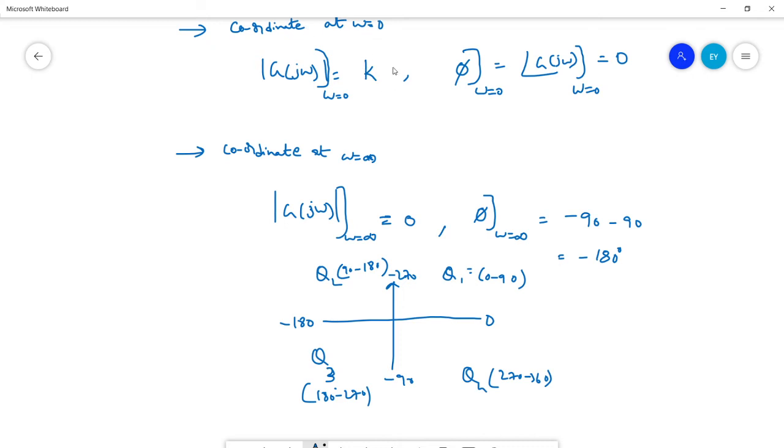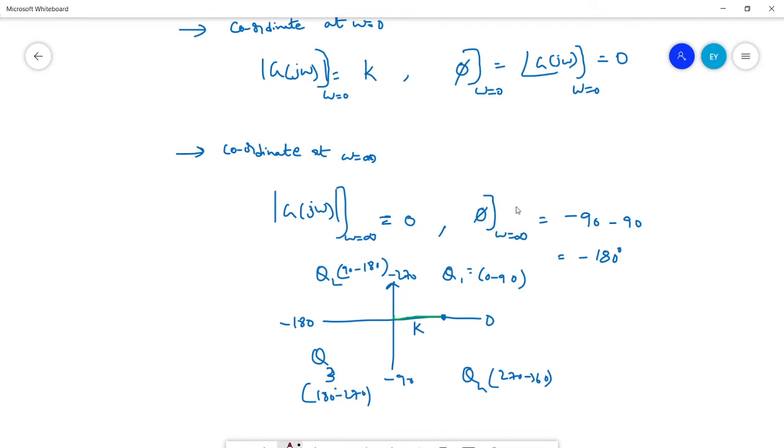Now check when you are starting at omega equal to 0. What is the magnitude? Magnitude is k. At omega equal to 0, what is the phase? Phase is 0, which means it will be somewhere on this right side. Since it is k, you can take any point somewhere here and represent it as the distance k from the origin.